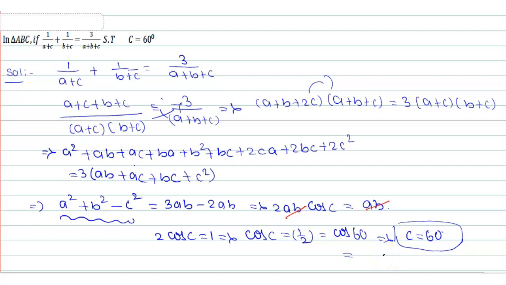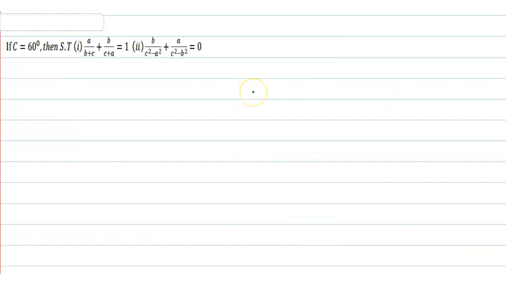You need to check it once again. Right. Next question. Here the question is also the same thing. If you take c value as 60 degrees, you need to show a by (b plus c) plus b by (c plus a) is equal to 1. And the second condition is b by (c square minus a square) plus a by (c square minus b square) is equal to 0. So I will show one, and the remaining second question will go to homework.